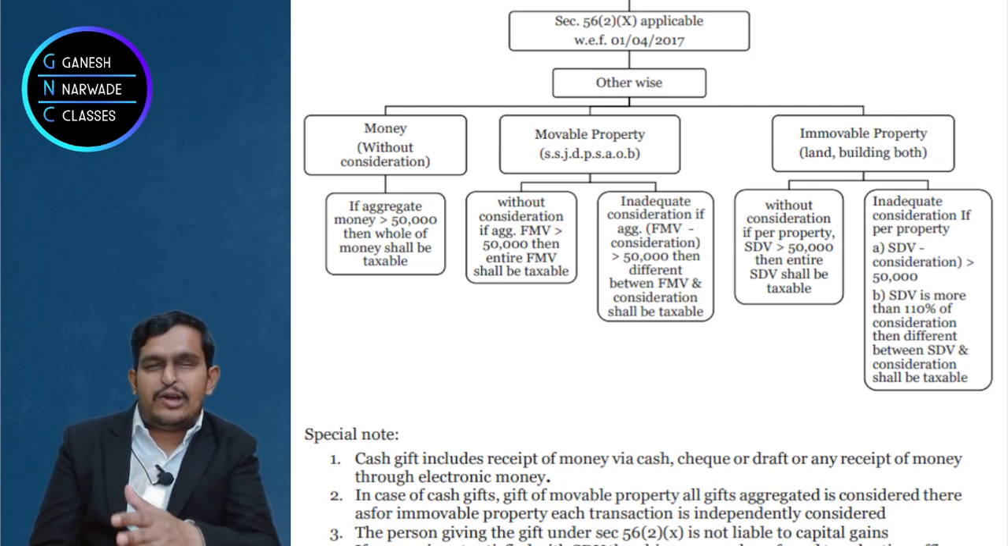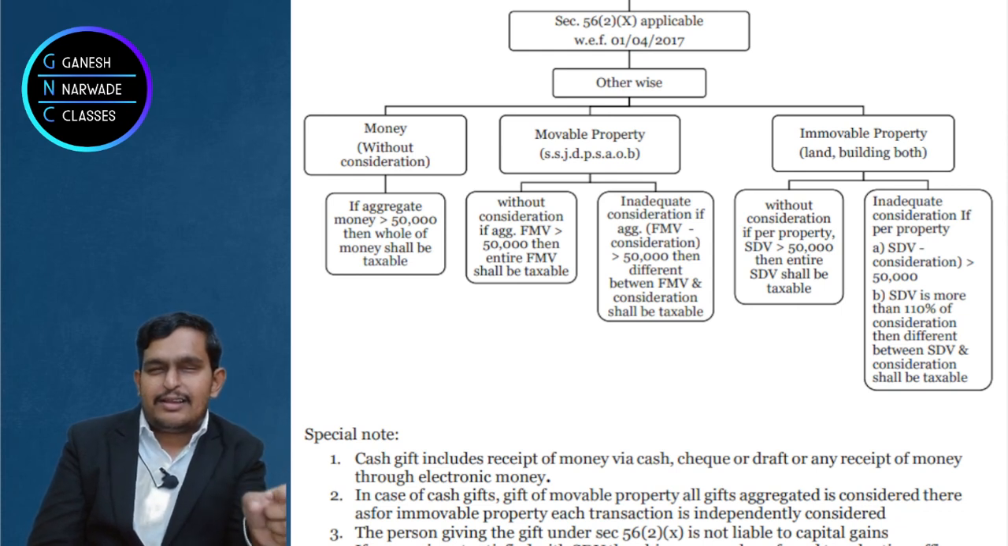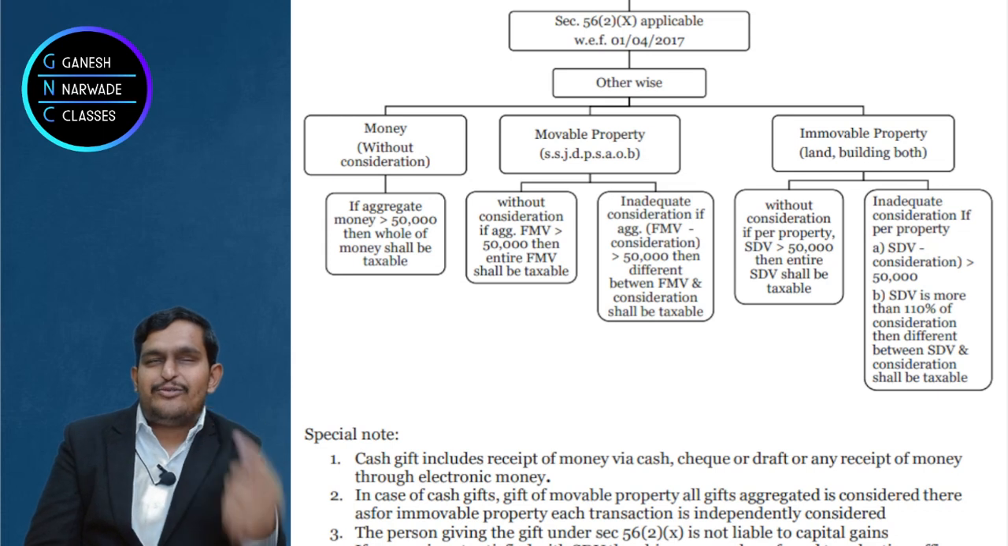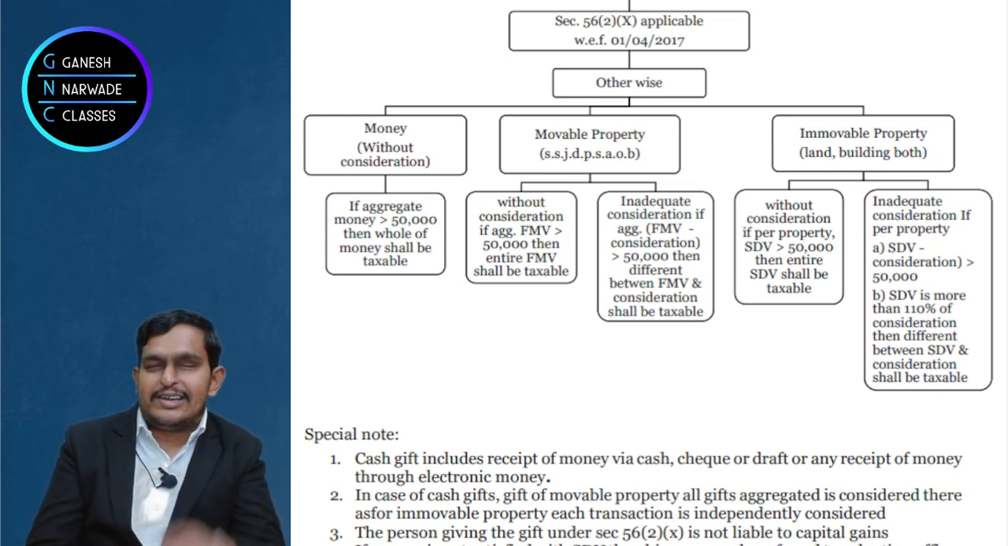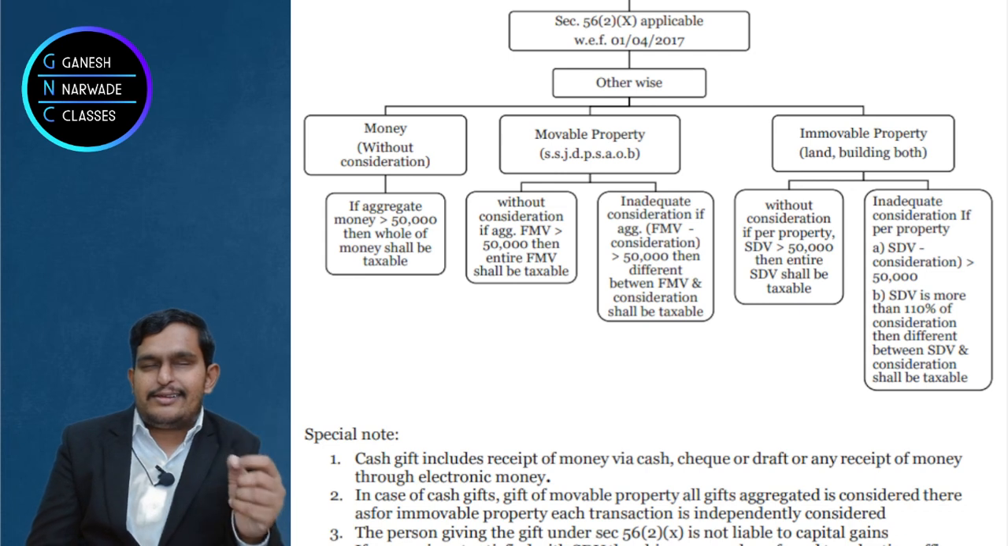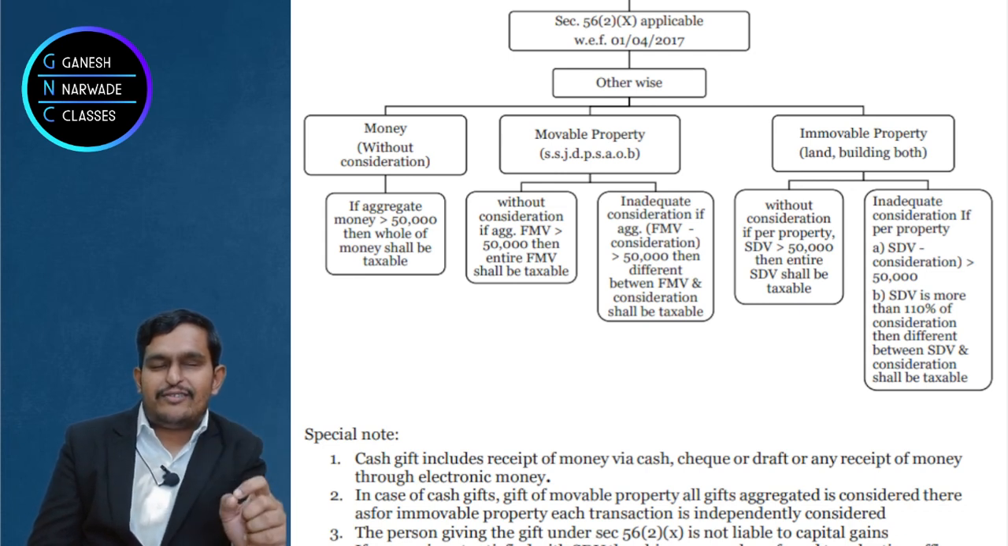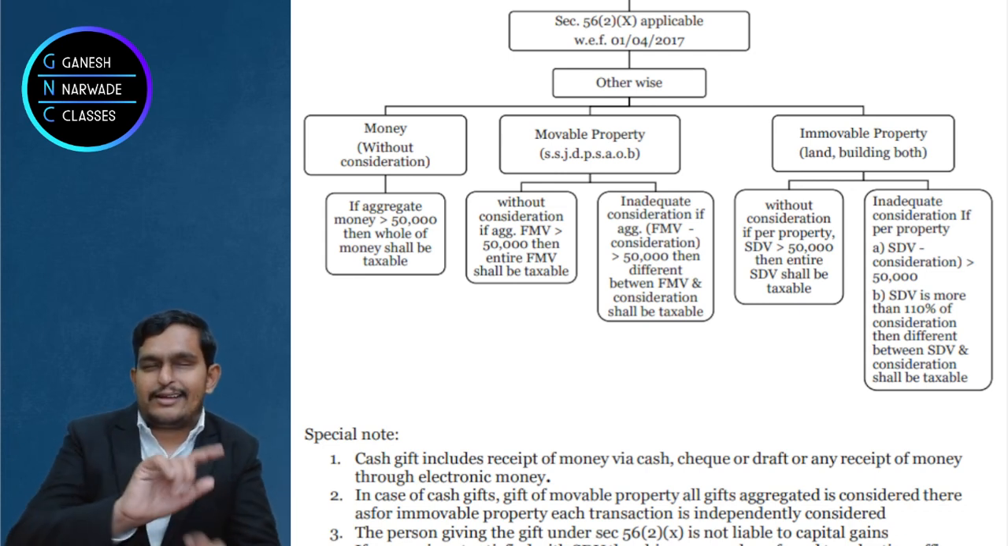Now, if the same had been movable, 30 plus 40 is 70, more than 50, so the entire 70 would have been taxed, if it is cash or movable. But because it is immovable, we check each transaction, less than 50, so not taxed. That's it.